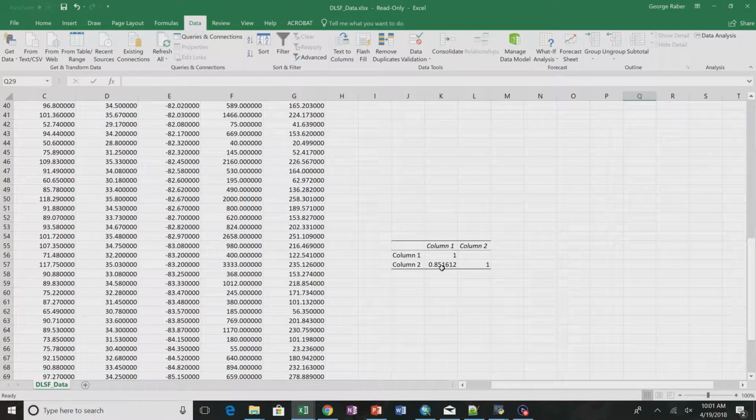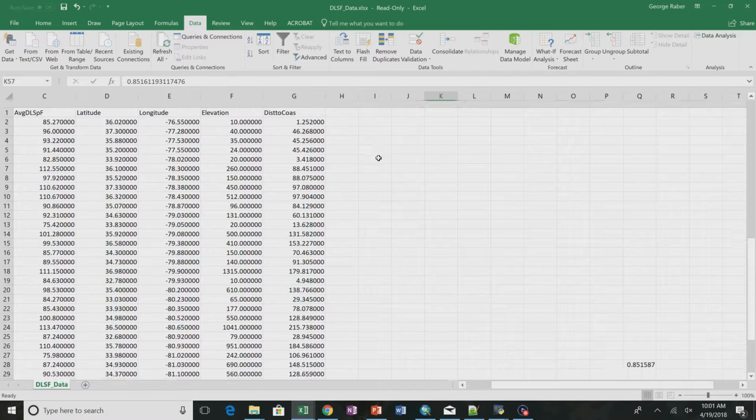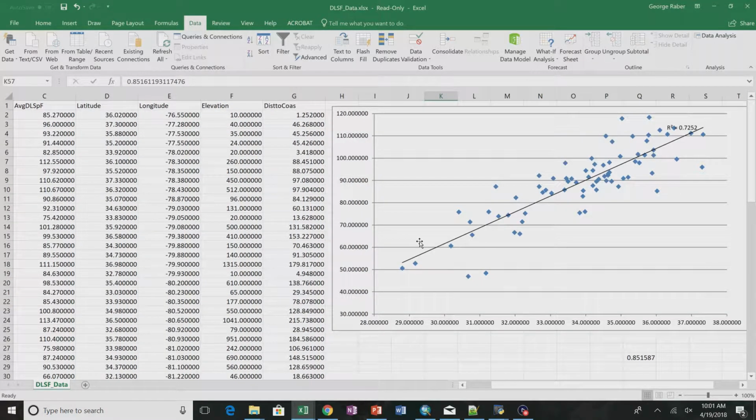So the correlation comes out with this value here. That's the correlation between column 1 and column 2. The correlation between column 1 and column 1 is 1, as you expect. The correlation between column 2 and column 2 is 1. And then on this type of analysis in Excel, they just leave off half of the chart because it'll always be the same. So we could do the correlation between all of these variables if we wanted to.